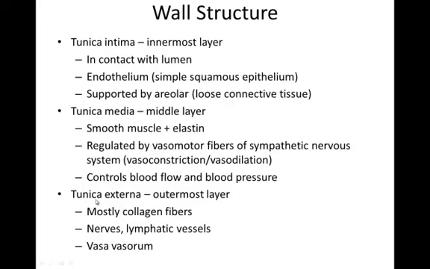Okay, the tunica externa is the outermost layer, and it's made mostly of collagen fibers, but there are also nerve fibers and lymphatic vessels running through it. And it also is interesting, in our largest blood vessels, it's got a layer of blood vessels running throughout the tunica externa called the vasa vasorum.